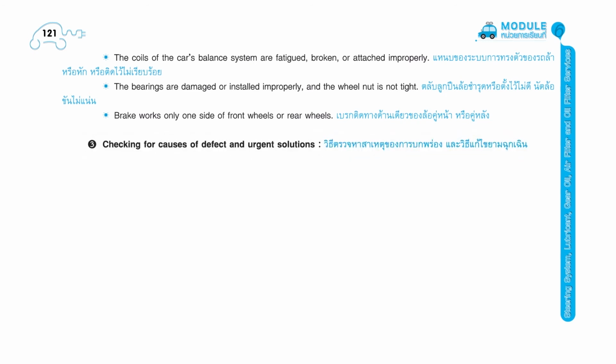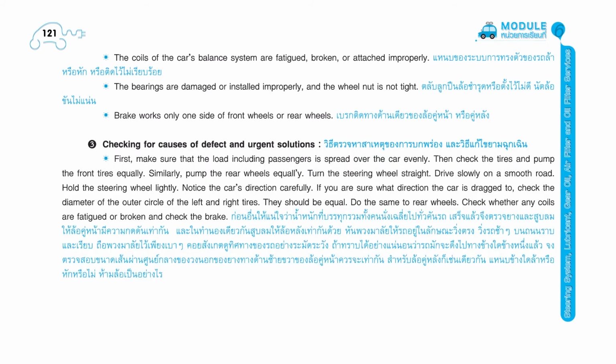3. Checking for causes of defect and urgent solutions. First, make sure that the load including passengers is spread over the car evenly. Then check the tires and pump the front tires equally. Similarly, pump the rear tires equally. Turn the steering wheel straight. Drive slowly on a smooth road. Hold the steering wheel lightly. Notice the car's direction carefully.